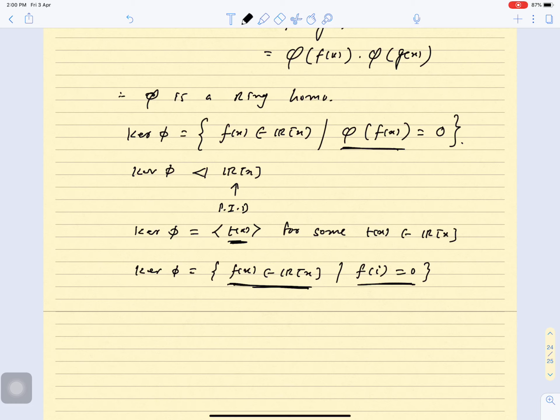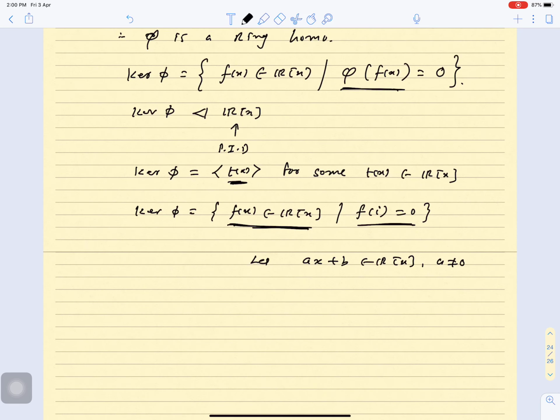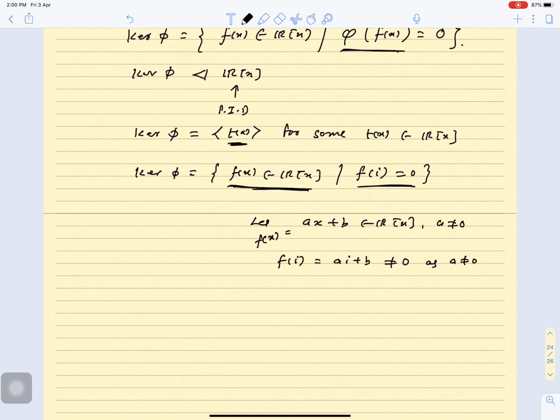So if you consider any ax plus b belongs to R[x], and a is a non-zero polynomial, a is not equal to 0, and let me say it is f(x), then f(i) will be what? f(i) will be ai plus b, and a is non-zero, so this number is never 0, as a is not equal to 0, right? So you will not get any 1 degree polynomial in R[x] whose root is i or whose 0 is i.